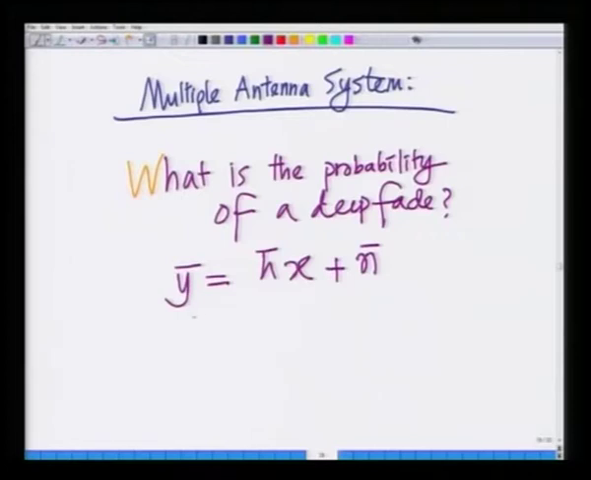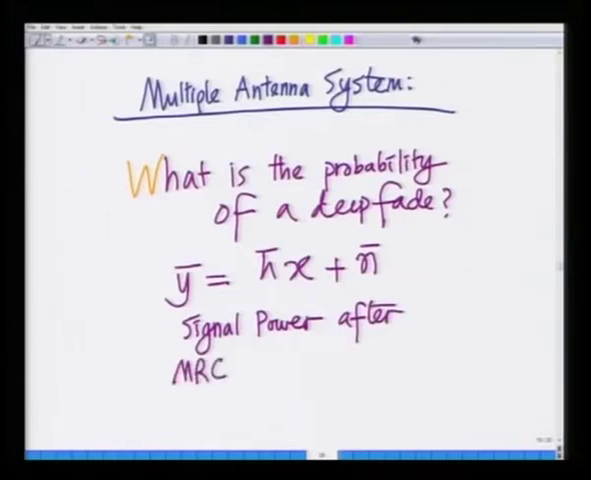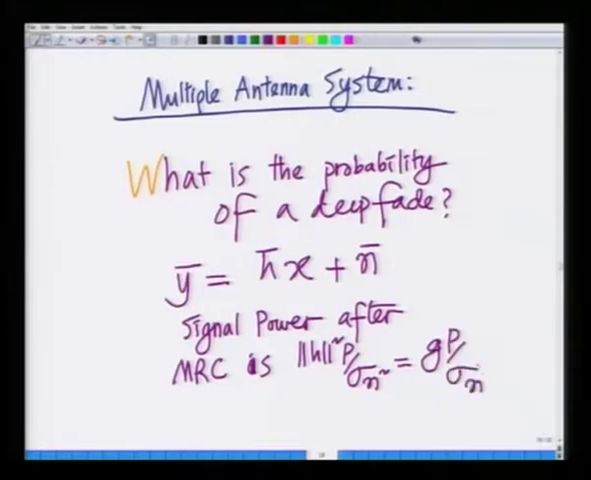We said the signal power after MRC combining, after maximal ratio combining, is norm h square P over sigma n square, which is also the gain times P over sigma n square.